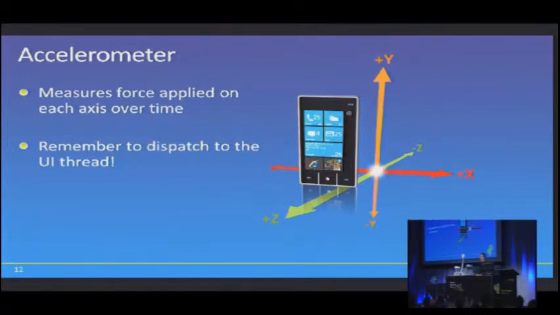Z-axis, I can say Z here and don't have to say Z. The Z-axis is kind of right through the middle of the screen. The X is, of course, across the screen like this, and Y is up and down the screen like this.